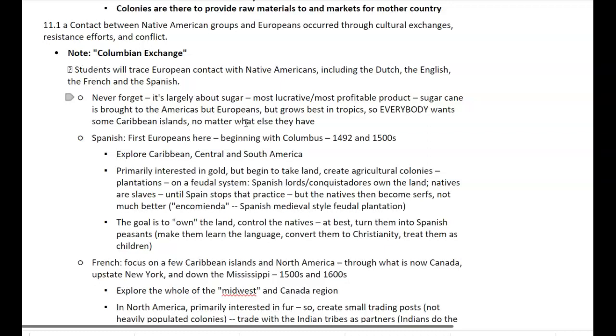At best, the nicest of the Spanish want to turn the natives into little Spanish peasants, make them learn the Spanish language, convert to Christianity, and they treated them as kind of children who could never govern themselves. The worst of the Spanish, of course, treated them as little more than animals. Now, we contrast that for a moment with the French.